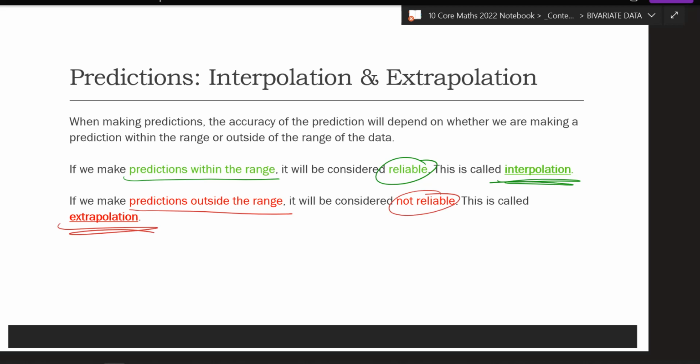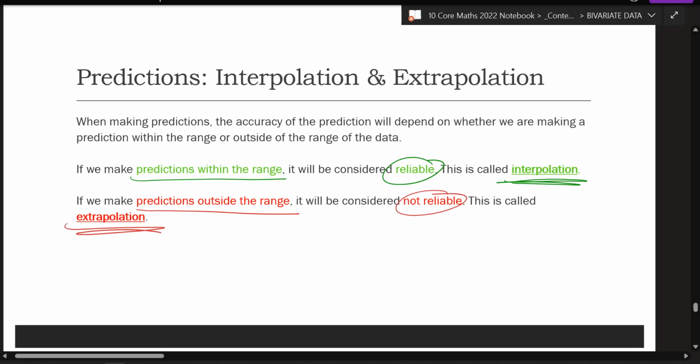Okay, so there's two types. Interpolation, within the range, reliable. Extrapolation, outside the range, not reliable. All right, let's see how that works here.